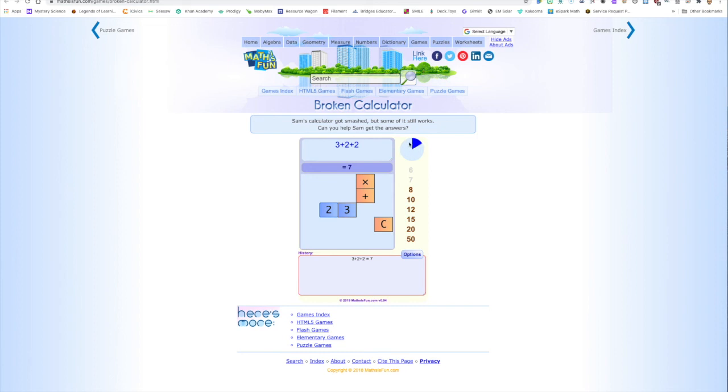So once you get this finished, another task for today is to take a screenshot showing you completed a level using the broken calculator. So it's trying to figure out how you can make target numbers with only certain numbers, because all the other numbers on the calculator are broken.